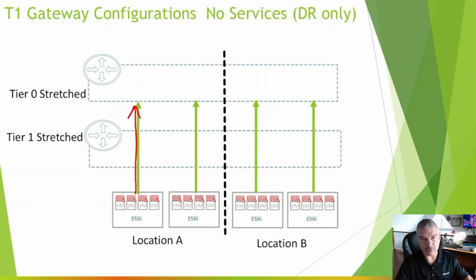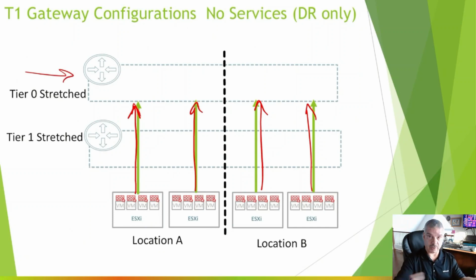You basically, I'll call it local egress to the tier 0, right? At that point, what happens up here is what we just discussed in the previous slides. Is it all locations primary? Is it active standby? That type of thing, right? So you've got to go back to the other slides to see how it's handled up here.